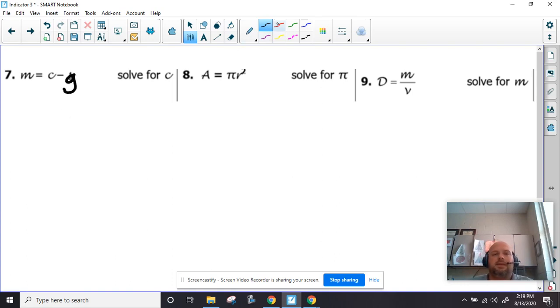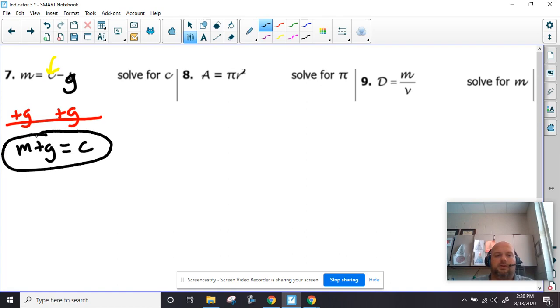Okay. All right. In this one, it says I'm solving for C. C's right here. So I've actually got to add a G to both sides. All right. What's M plus G? Well, just M plus G. And I'm going to avoid using lowercase Greek letters, just to let you know.